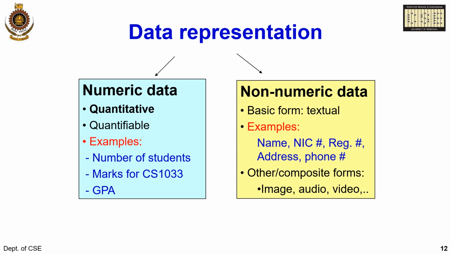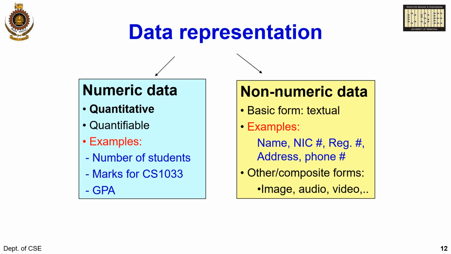Then we have non-numeric data. The most common non-numeric data type is text data. So we have given some examples like names, NIC numbers and registration numbers, addresses, phone numbers. Although these NIC numbers, registration numbers and phone numbers contain numbers, we treat them as non-numeric data because operations like addition, subtraction, averaging do not have any meaning to be defined on this data, right? Therefore, as data representations, we define them as non-numeric data.